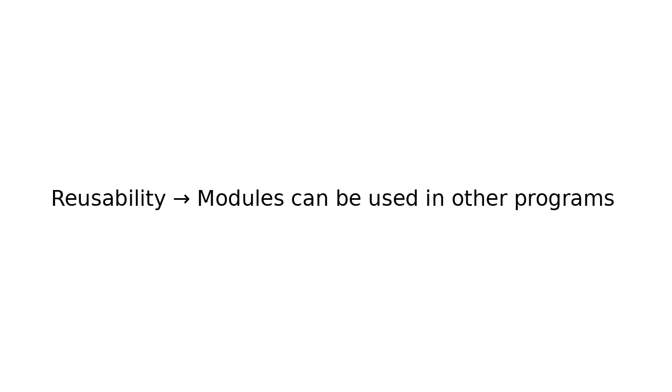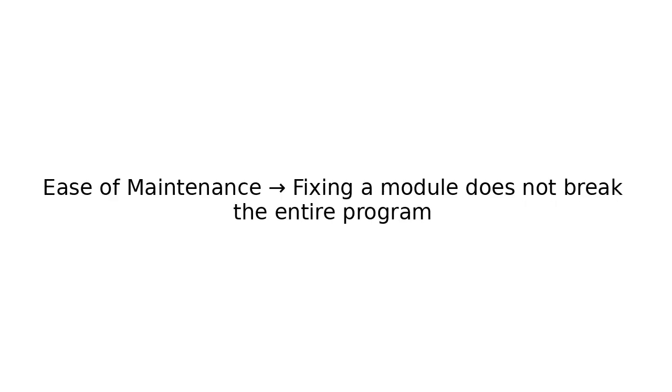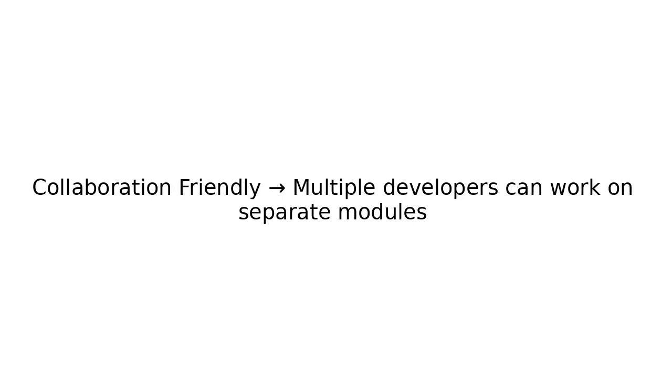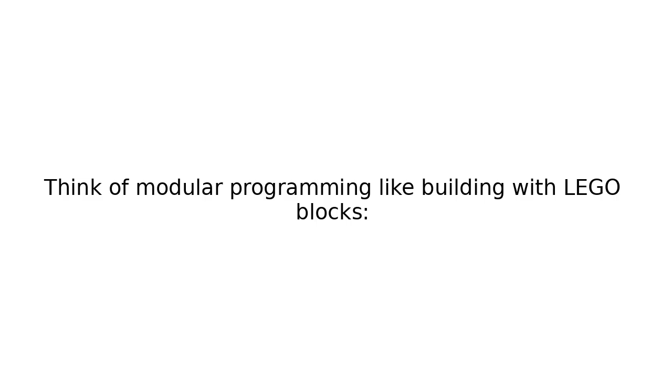Key features of modular programming. Separation of concerns means each module does one job. Reusability means modules can be used in other programs. Ease of maintenance means fixing a module does not break the entire program. Collaboration friendly means multiple developers can work on separate modules.